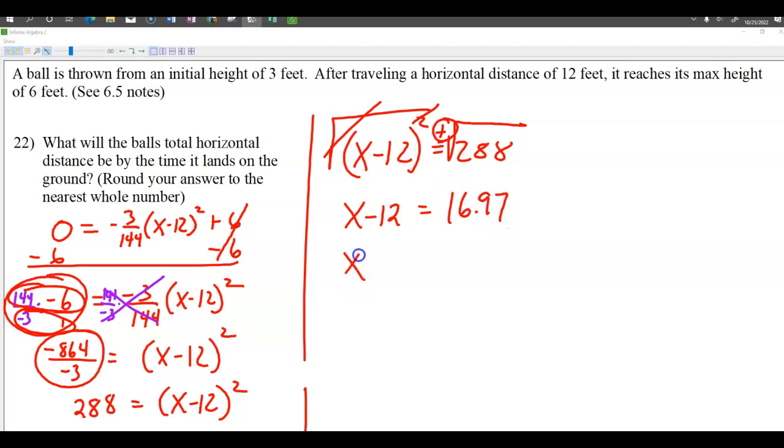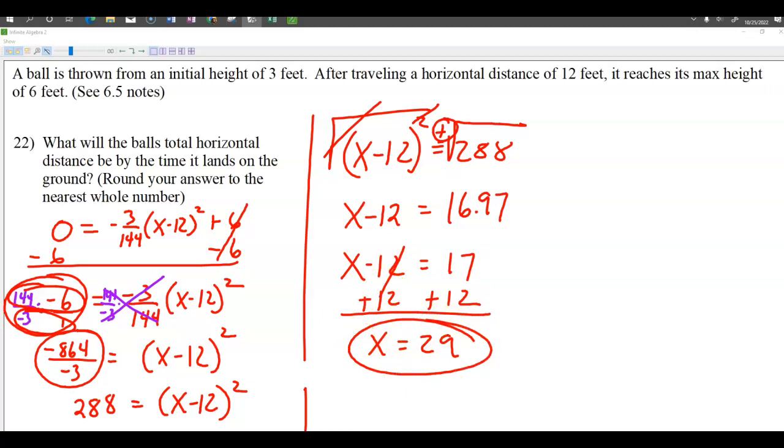Now I think it's safe to go ahead and just round that to the nearest whole number, which is 17. I'm going to add 12 on both sides, and we'll say about 29 feet. So I am asking you guys to round just because we don't need to get that precise. So long as we're close, it's good enough. But there it is. So the ball would be about 29 feet away from where it was originally thrown.